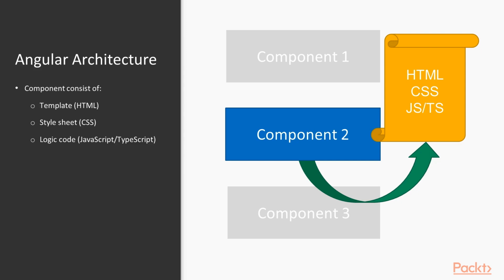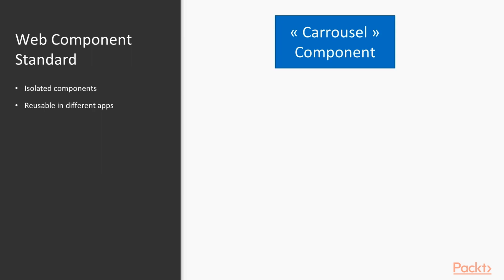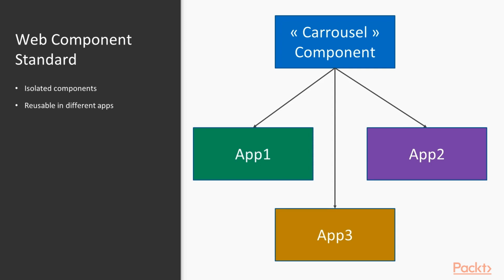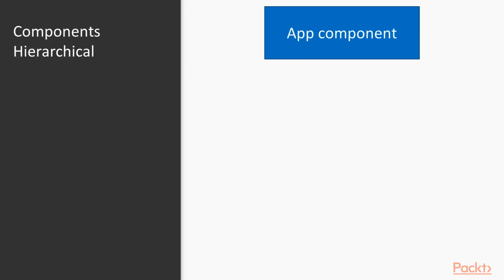to events, for example. It has to be said that a standard has been established around this component, the web component standard. That is, you can build small and isolated components, like for example a carousel component, reusable in different applications. The components will be arranged in a hierarchical way, like the DOM. A root component will have child components, and each of them will also have children.